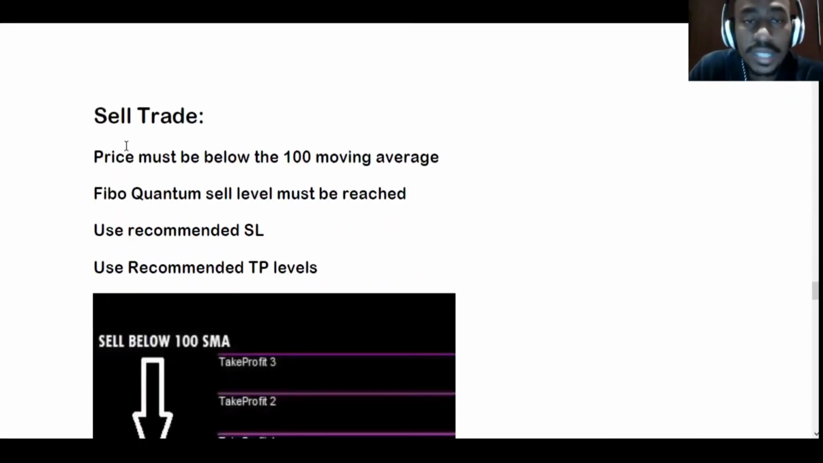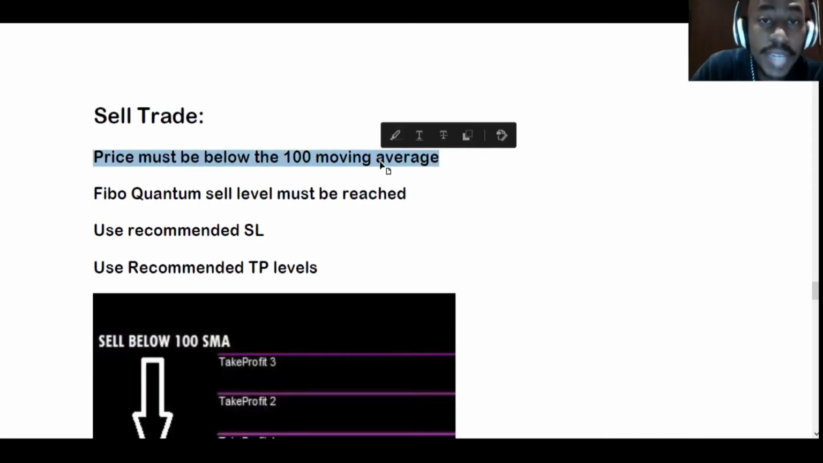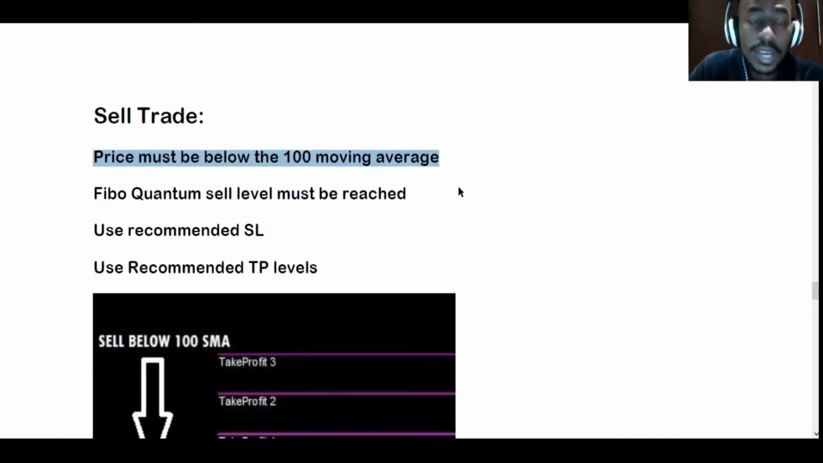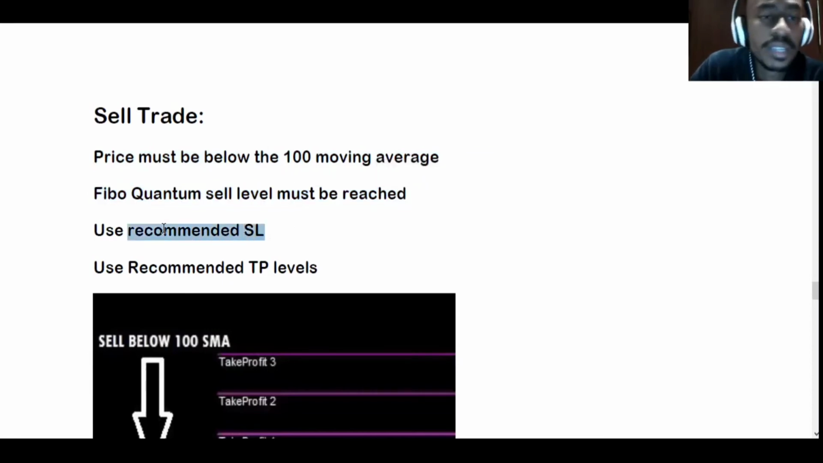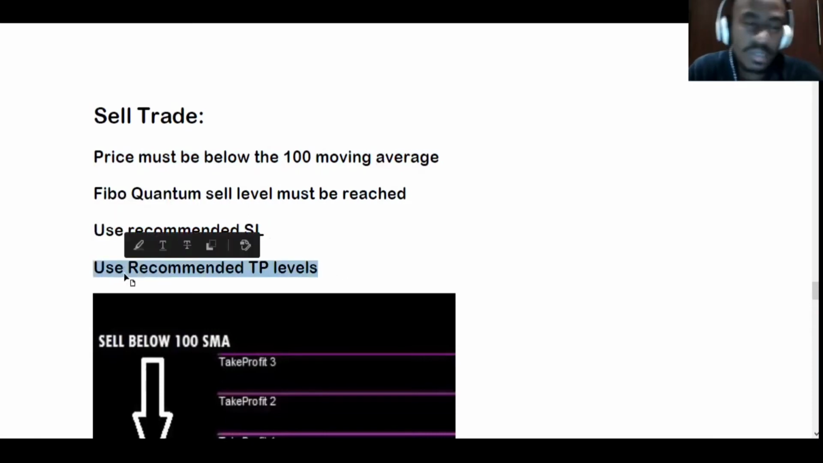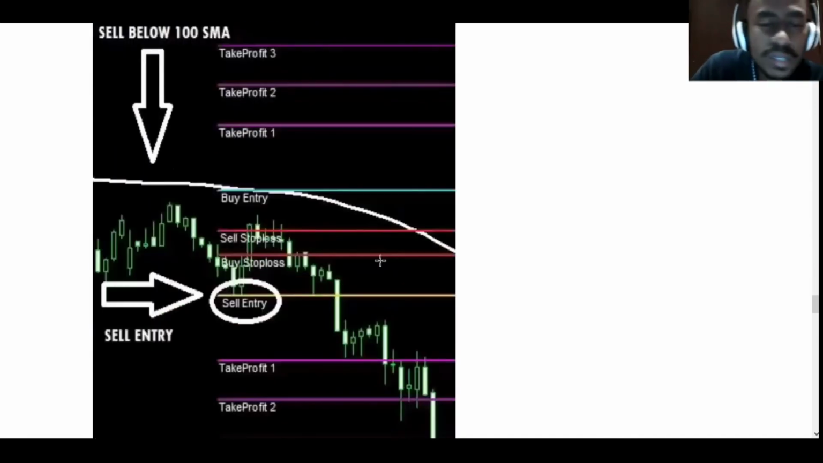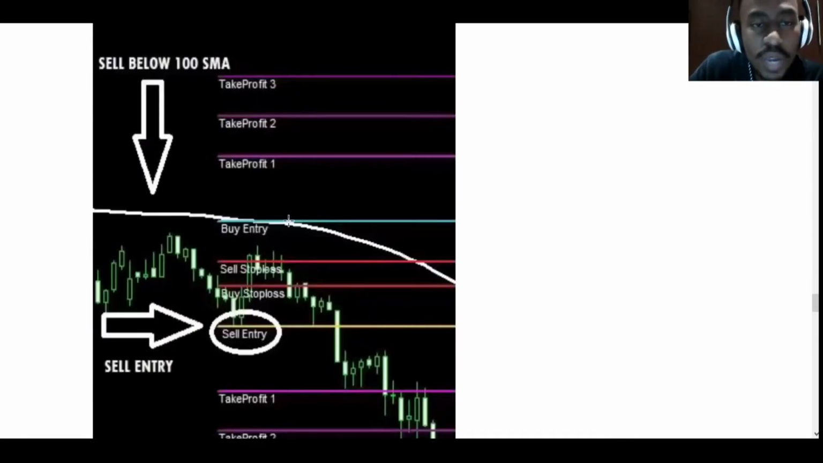Now let's jump over to the sell example. It's the opposite of what we were speaking about before: the price now must be below the 100-period moving average. The sell price level must be reached in order for us to open a sell trade. Again, the system every single time gives you a stop loss level, and it also gives you a recommended take profit level. So it's a pretty simple and straightforward system. This is the image right there, and that white line is the 100-period moving average.